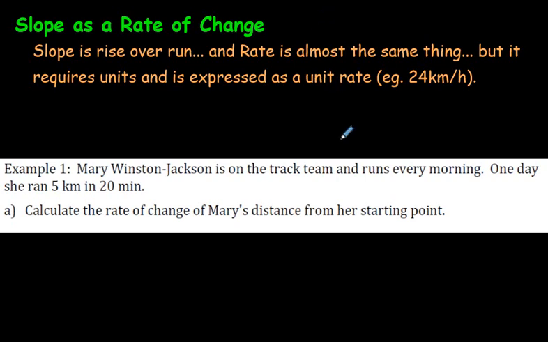Hi everyone. This video is just going to talk about slope as a rate of change, okay? Sometimes teachers use slope and rate of change interchangeably, if you don't mind the unintentional pun. So slope is rise over run, just like you have hopefully seen in previous videos.